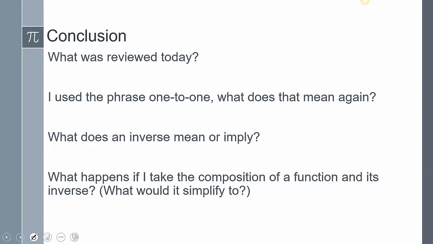So in closing, what did we review today? Well, we talked about inverse functions and one-to-one functions and how to find them. And I used the phrase one-to-one. What does that mean again? What does an inverse mean or imply? And what happens if I take the composition of a function and its inverse? So you may have to go back and take a look at some of my older videos to kind of figure that one out. But I would love to hear from you in the comments.